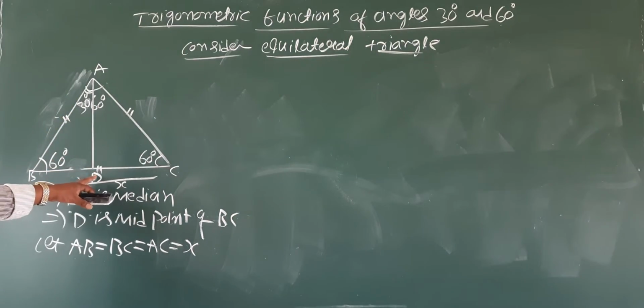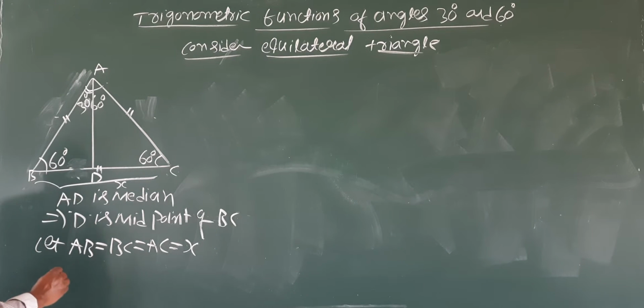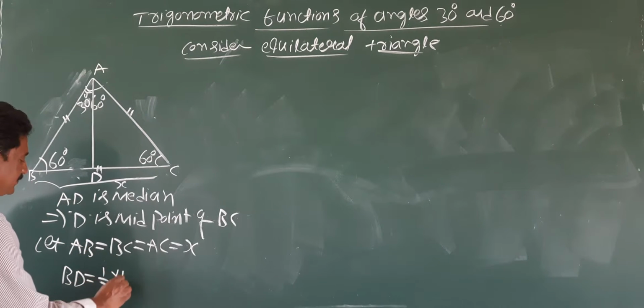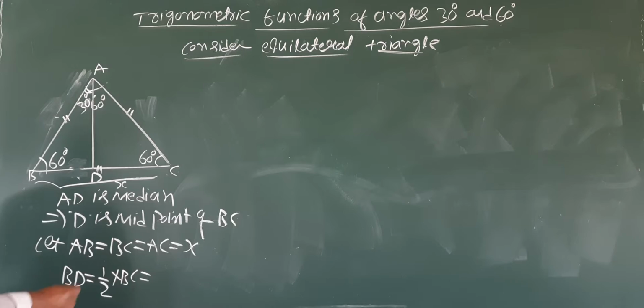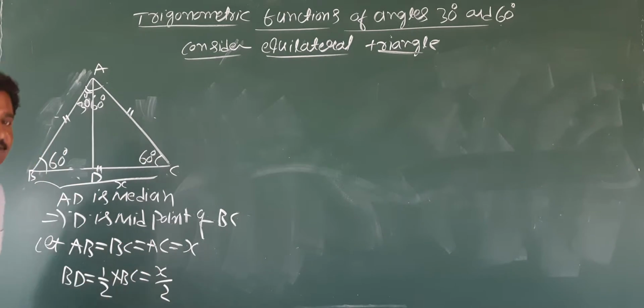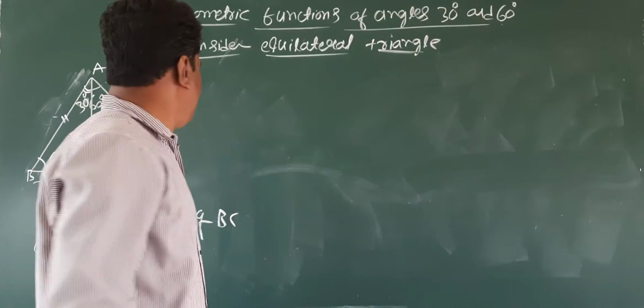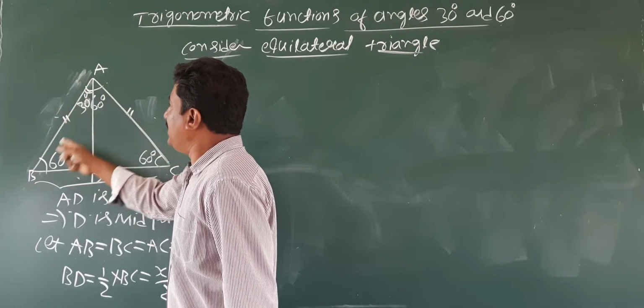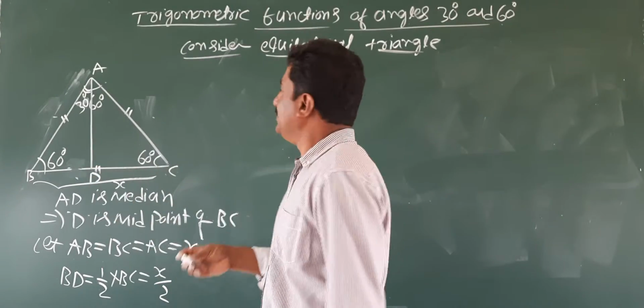D is midpoint of BC. Therefore BD length is equal to half of BC. Tell me BC length, x by 2. BD is equal to x by 2. So we got BD. Already we have AB. Let's go for finding AD.